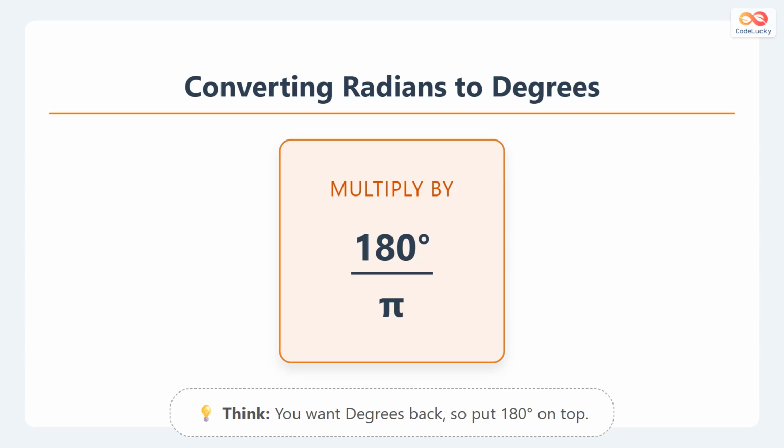Now, let's go the other way. To convert from radians back to degrees, we flip our fraction. We multiply by 180 degrees divided by pi. This time, we want the degrees on top because that is the unit we want to end up with.